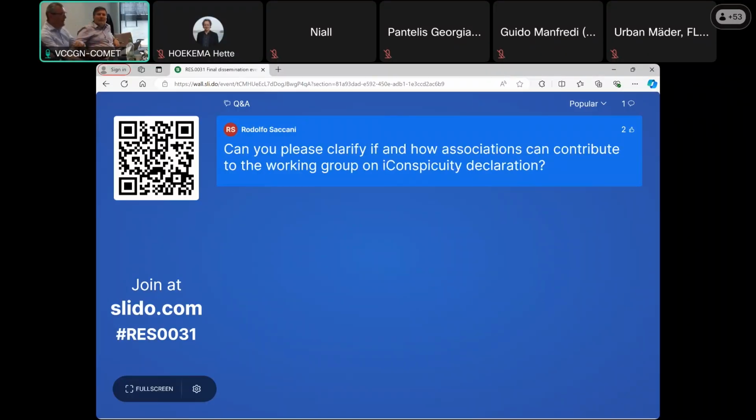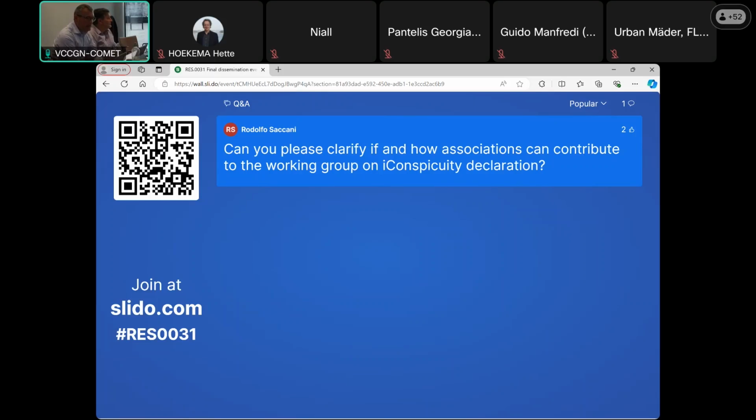Can you please clarify if and how associations can contribute to the working group on iConspicuity declaration? So thank you very much for this. This clearly shows that there is will and interest in this development from the pilots' perspective. What I can say is that we need to first draft this text of declaration internally in EASA. Then we will share it within our stakeholder groups, meaning General Aviation NAA representatives and General Aviation industry and associations representatives for comments.